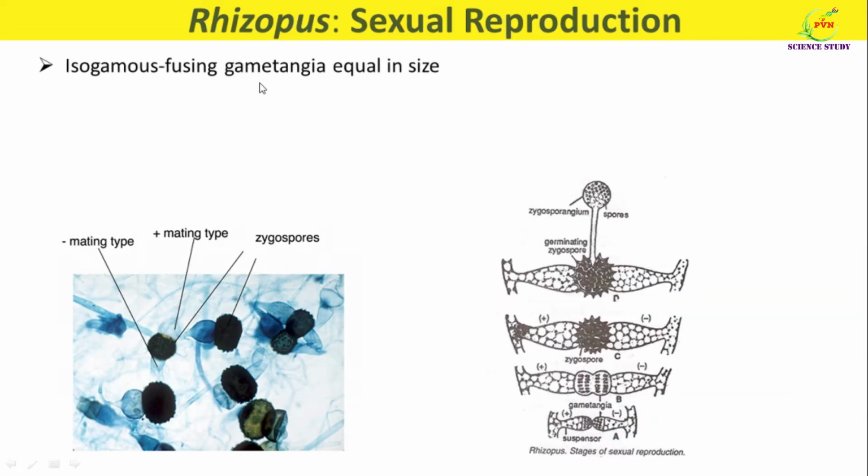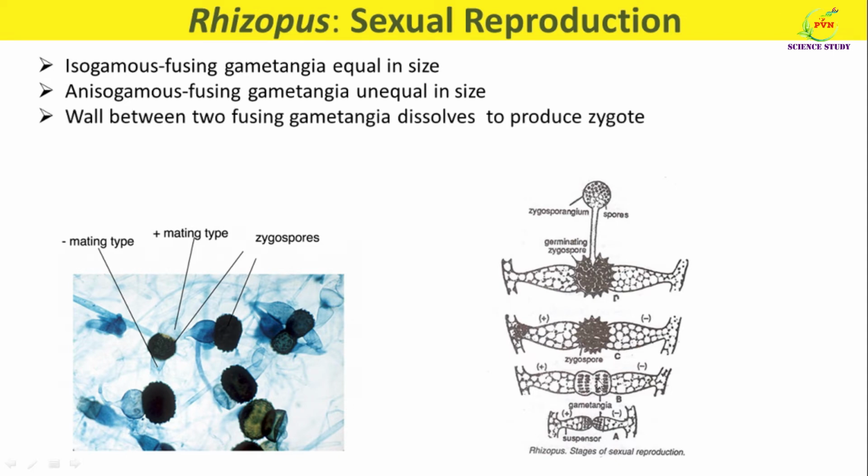When the fusing gametangia are equal in size, it is called isogamous. So these are the gametes which are similar in size and so considered isogamous. While when fusing gametangia are unequal in size, they are considered anisogamous. Here iso means similar and aniso means dissimilar. As you can see here, the wall between the two fusing gametangia dissolves to produce the zygote. So this is the zygote.